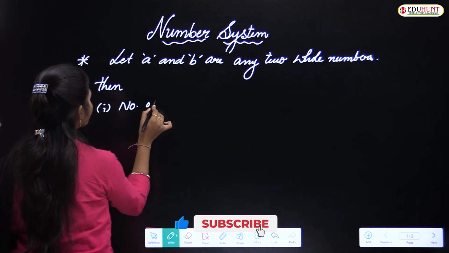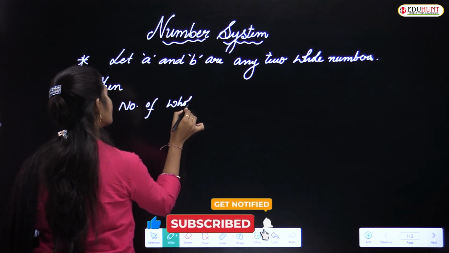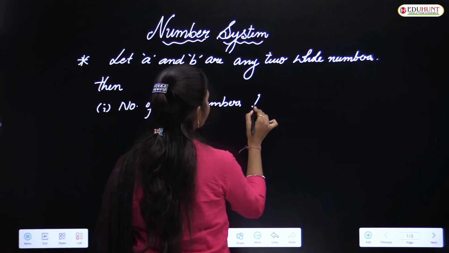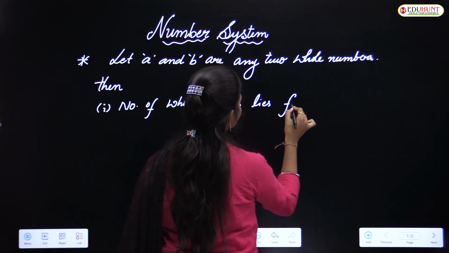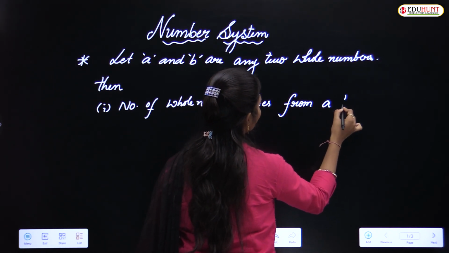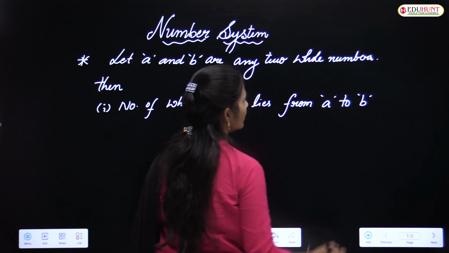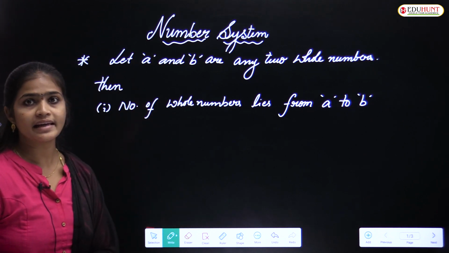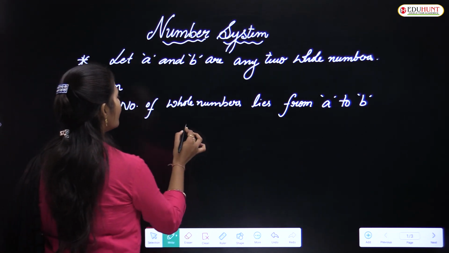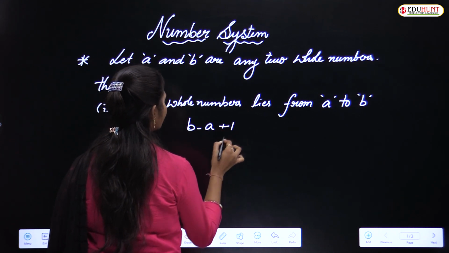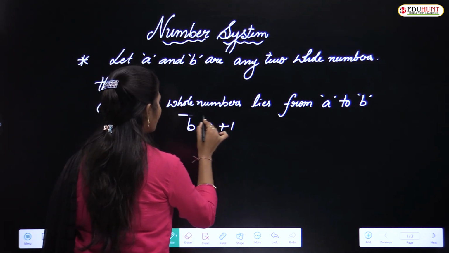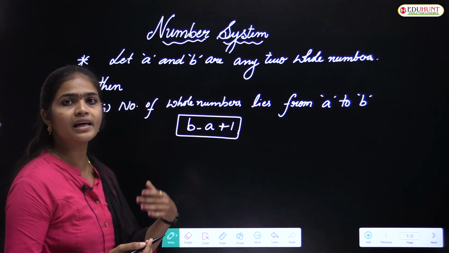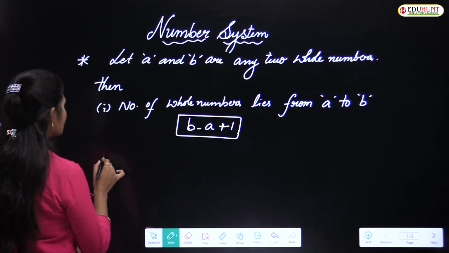The first one is the number of whole numbers that lie from A to B. So here the formula is B minus A plus 1. Okay, this is the formula we have to use for the number of whole numbers that lie from A to B. Here A and B are any two whole numbers. Okay, this is the first condition.